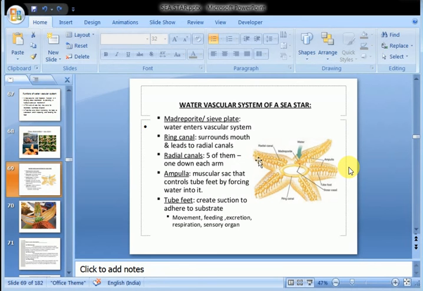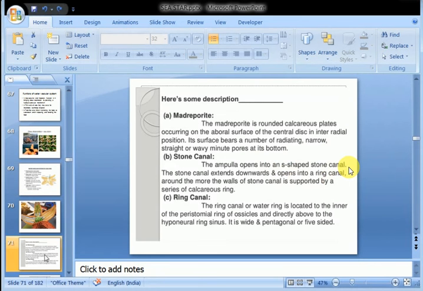And the remaining three arms are designated as trivium. Also, its surface bears a number of radiating, narrow, straight, or wavy, minute pores, maybe 250 of them. They are located, and each pore leads into a pore canal. And pore canals unite to form larger collecting canals within the substance of the madreporite. The collecting canals finally lead into a sac-like ampulla lying below the madreporite.